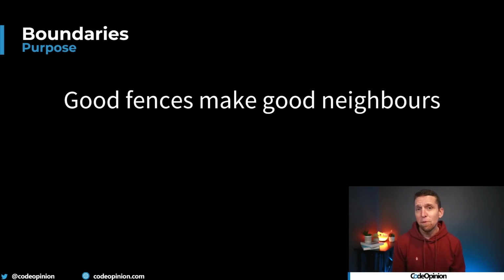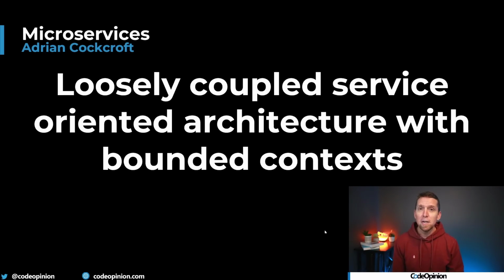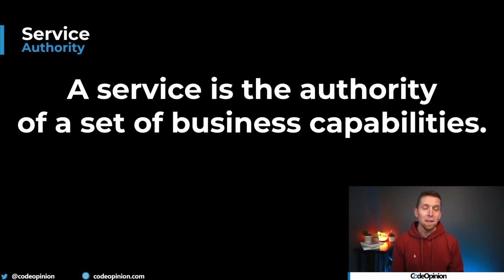One of the good things that came from microservices is simply the idea of defining boundaries, finally. Adrian Cockcroft defined a microservice as a loosely coupled service-oriented architecture with bounded context coming from domain-driven design. How I like to define it, not really the micro part, but just the service, is it's the authority of a set of business capabilities. So again, defining boundaries. What does a service do? What business capabilities does it provide? At least we got to the point where we were defining boundaries.